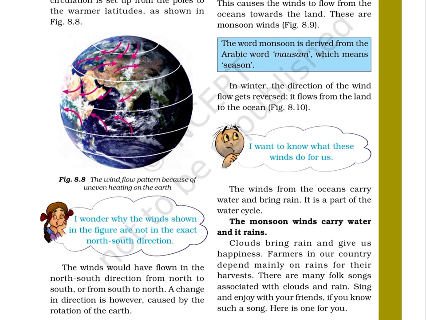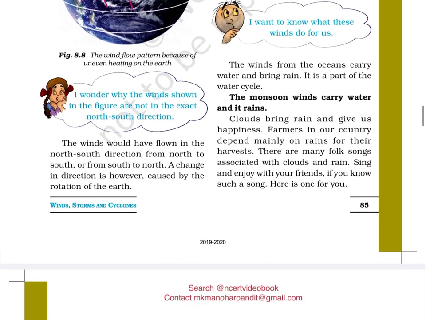There's a picture of Earth here and the wind flow patterns because of uneven heating are marked on top of it. There's a thought bubble here and a picture of Paheli is next to it. I wonder why the winds shown in the figure are not in the exact north-south direction. The winds would have flown in a north-south direction, from north to south or from south to north. A change in direction is, however, caused by the rotation of the Earth.